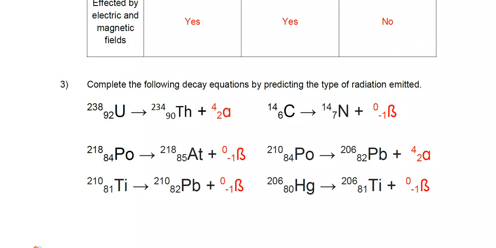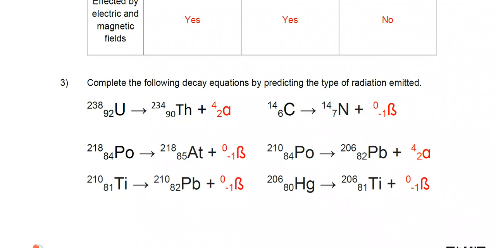Again, titanium to lead, we've got an increase in proton number, but the nucleon number has not changed, so it must be a beta emitter. From carbon to nitrogen on the top right there, the nucleon number again has not changed, but the proton number has increased by 1, so that must be beta. Polonium to lead, our nucleon number drops by 4, our proton number drops by 2, so we must be dealing with alpha. And then finally, mercury to titanium, we keep our nucleon number at 206, but our proton number increases by 1, therefore we must have emitted beta radiation.